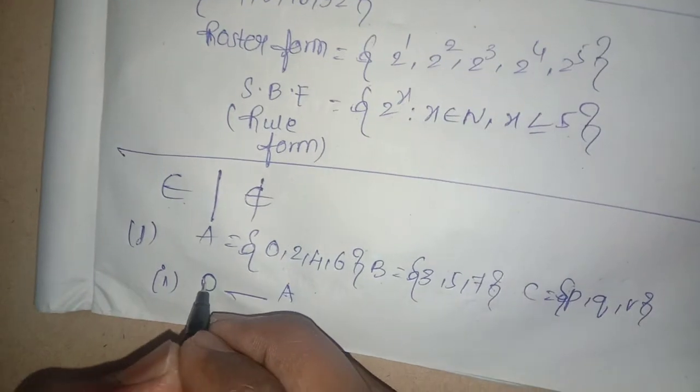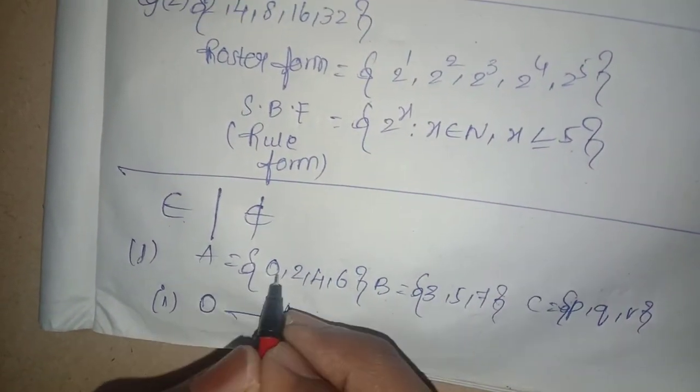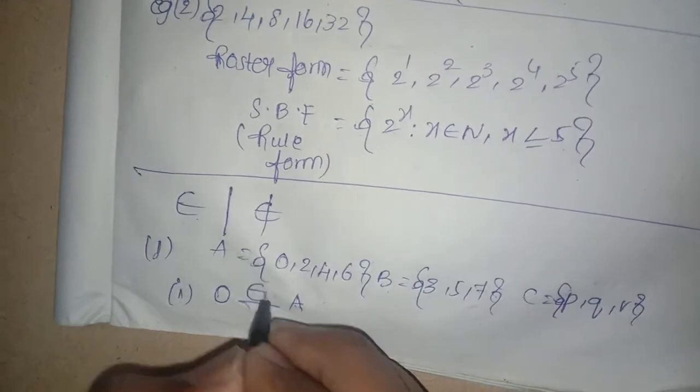So they ask whether 0 belongs to A or not. First we have to go to set A. The elements of A are 0, 2, 4, 6. So 0 is an element of A, so we have to write belongs to.